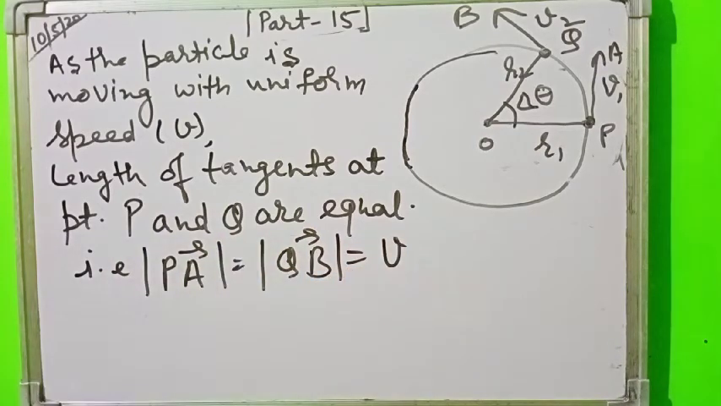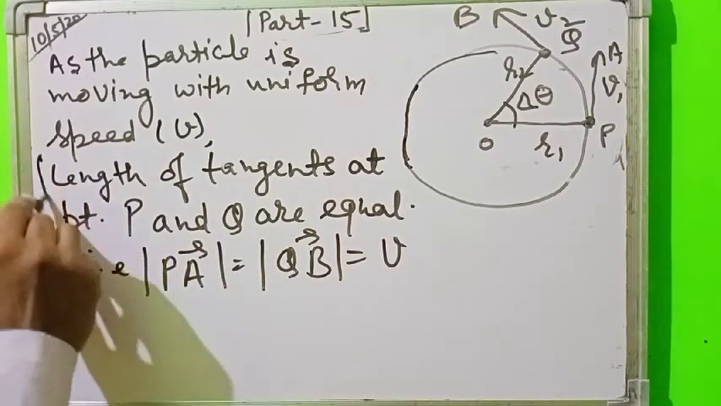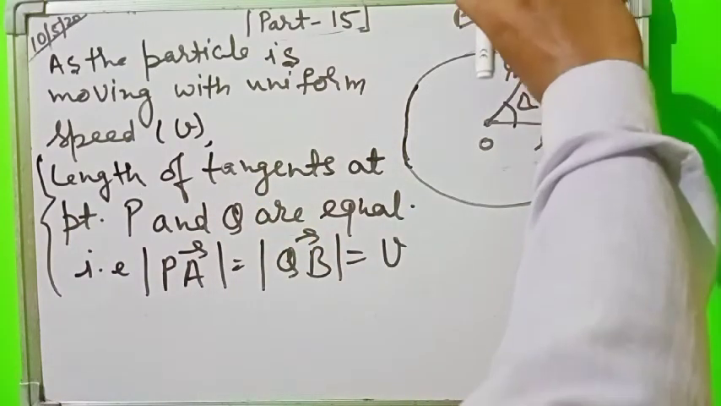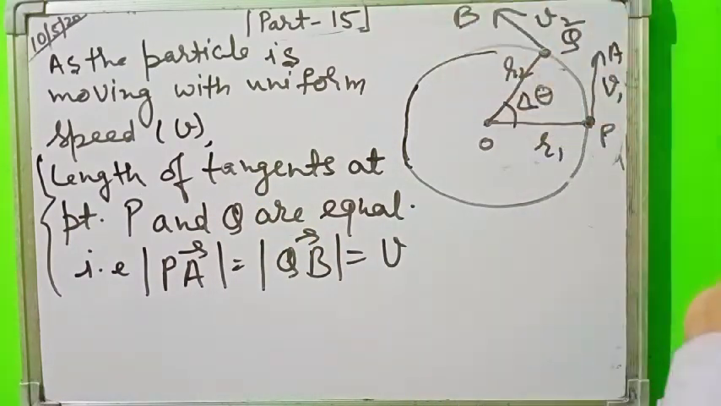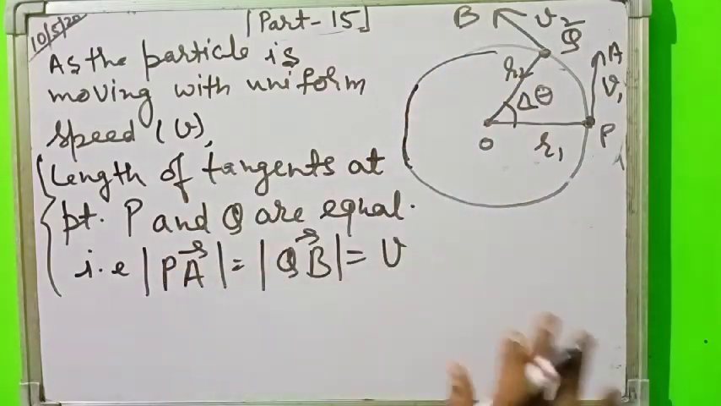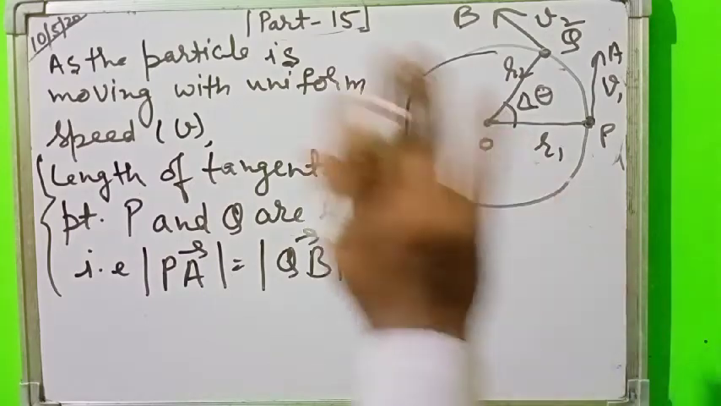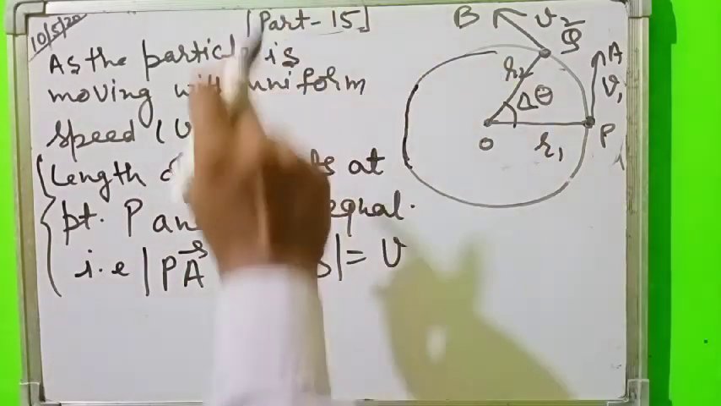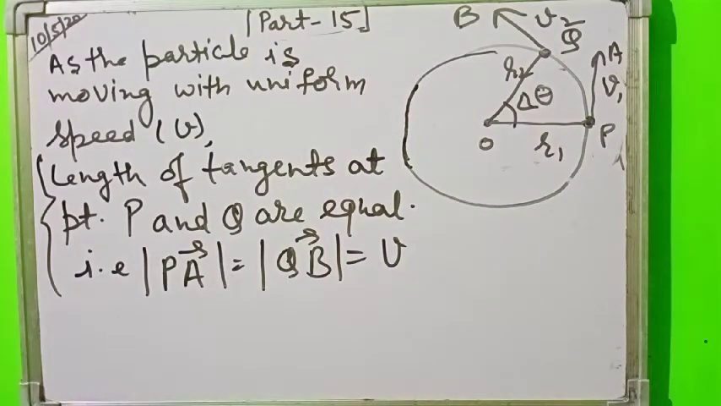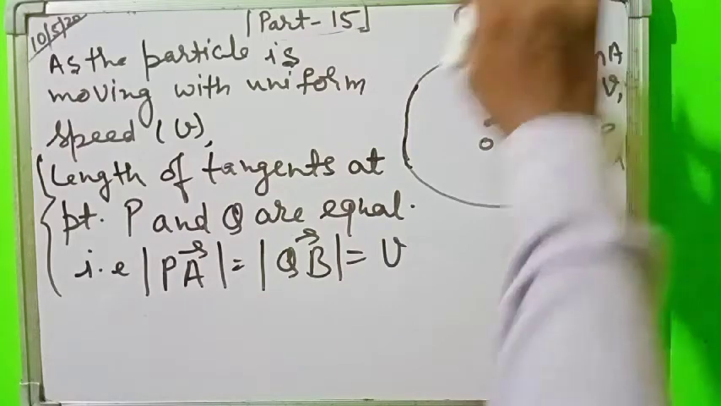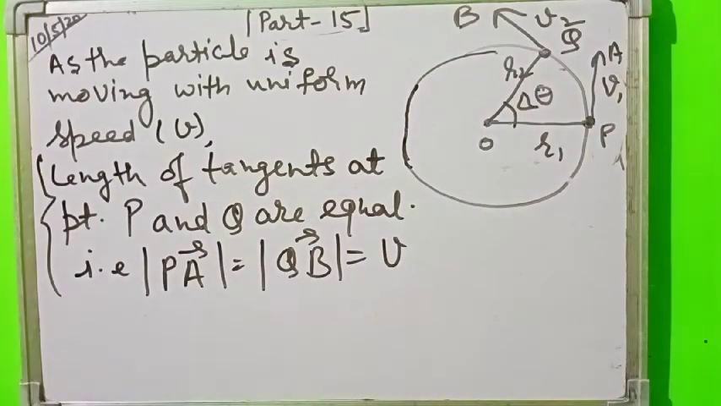What is the meaning of saying this? What is the meaning of saying length of tangent at point P? These PA vector and QB vector represent the velocity vectors, and if we take the magnitude of the velocity vector, it gives the speed. And since, again and again I am telling, the body is moving with uniform speed throughout the circular track, the lengths of tangents, that is PA and QB, are equal to v.